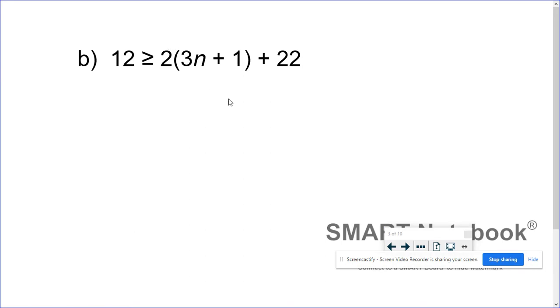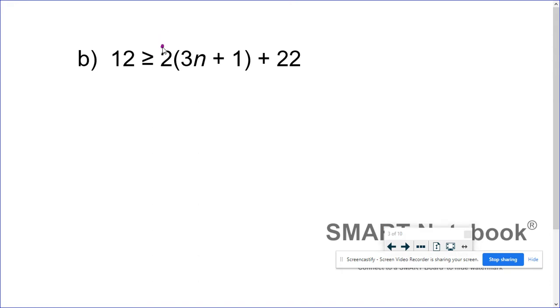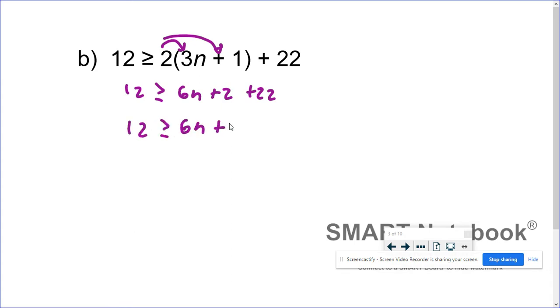Distribute the 2 to start. So now you've got 12 is greater than or equal to 6n plus 2 plus 22. I would combine those before I do anything else. Next thing I would do is subtract the 24. I know it's negative, but remember subtracting doesn't affect the inequality symbol, so that's not going to change. So now you've got negative 12 is greater than or equal to 6n.